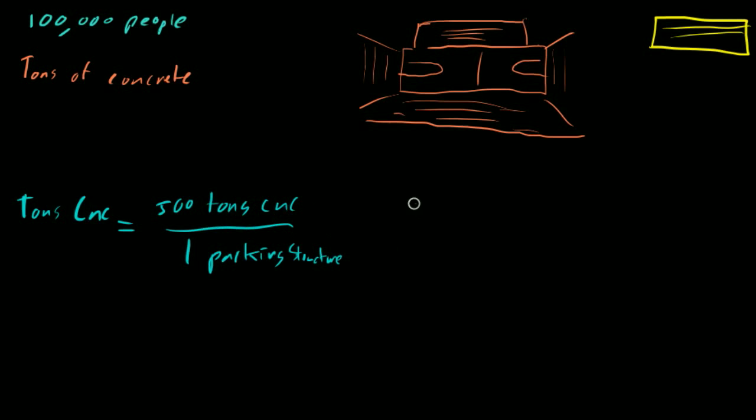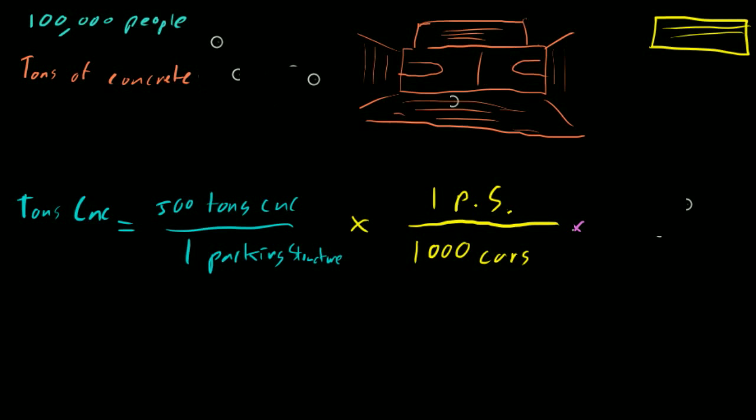So now we've figured out that we need 500 tons of concrete for one parking structure. Now we need to know how many cars each parking structure holds. Let's say that for every one parking structure, I'm just going to say PS, or parking garage, it holds 1,000 cars.